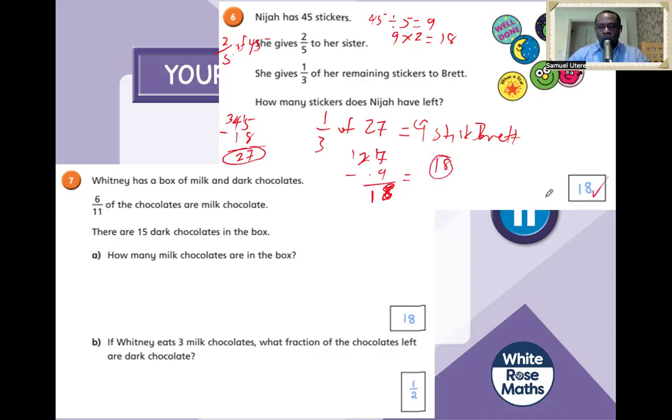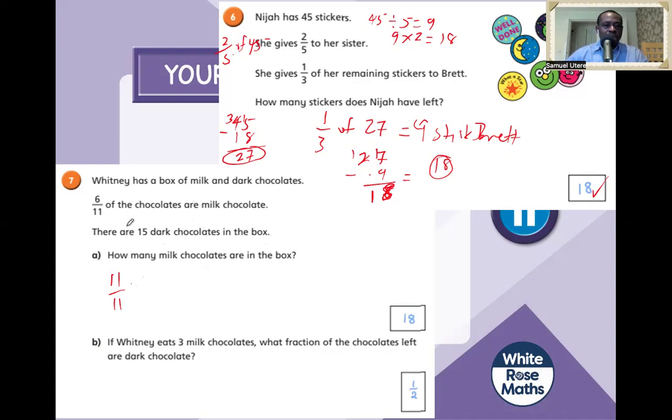That's the answer there. Next, you were asked, Whitney has a box of milk and dark chocolate. 6/11 of the chocolates are milk chocolate. There are 15 dark chocolates in the box. How many milk chocolates are in the box? So we're only told that there are 15 dark chocolates in the box. Now, what you need to know is the whole thing should be 11 out of 11.